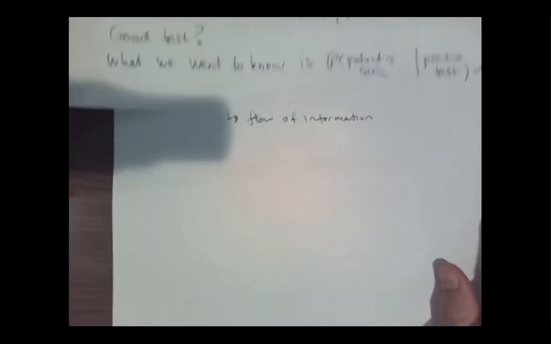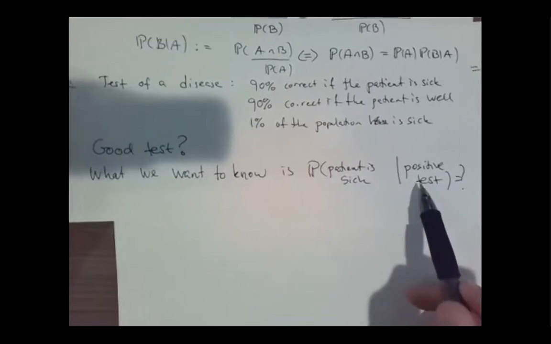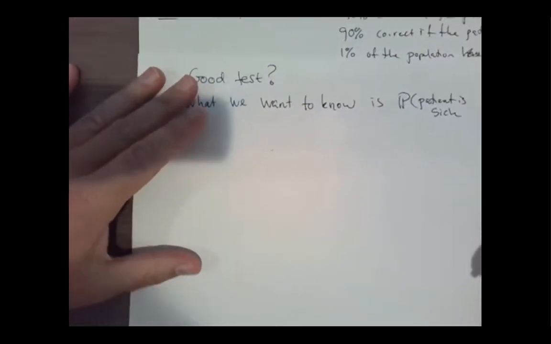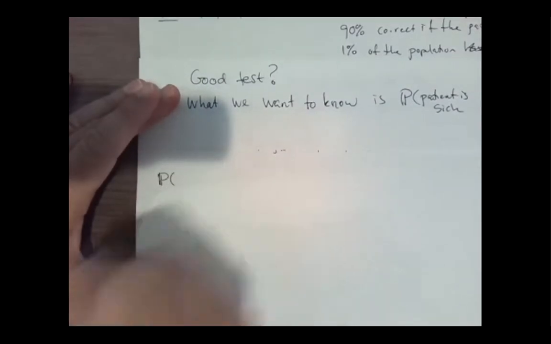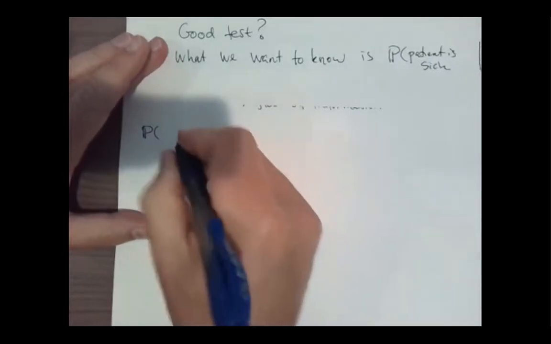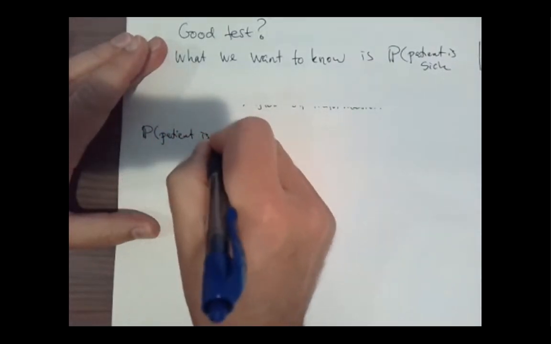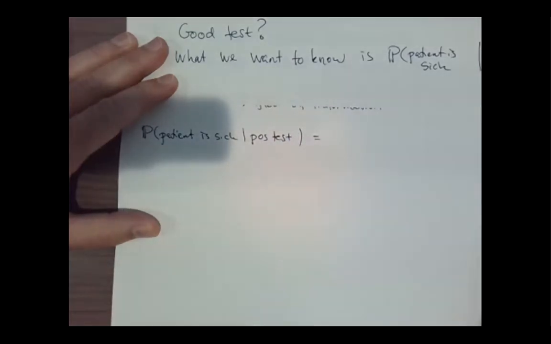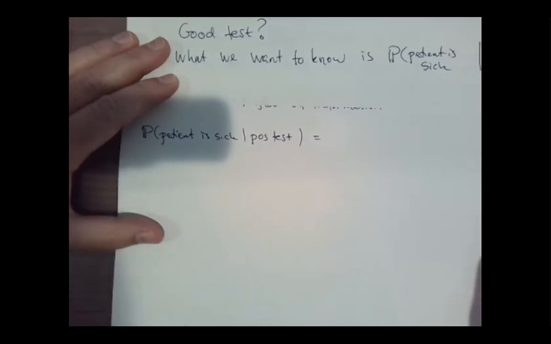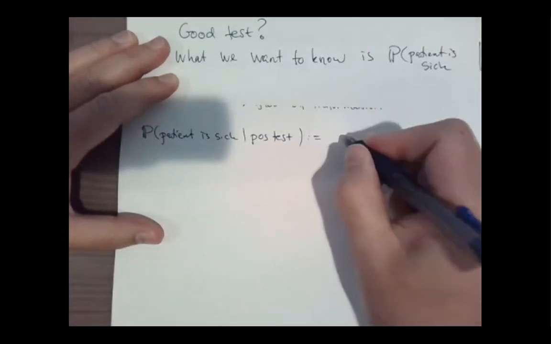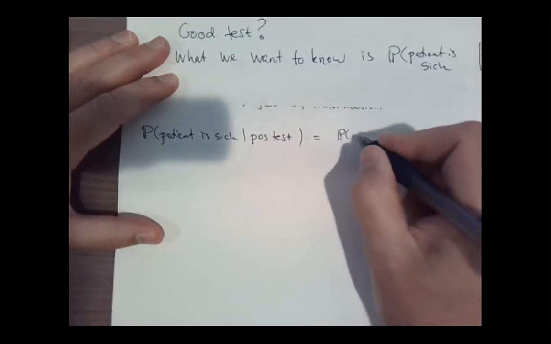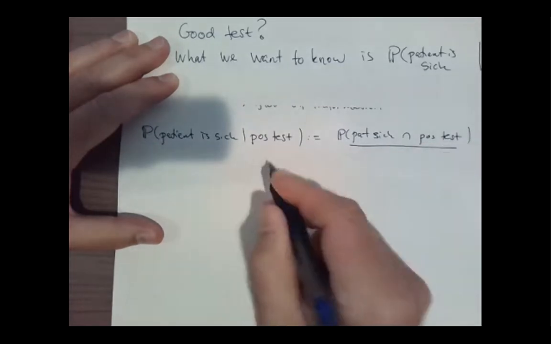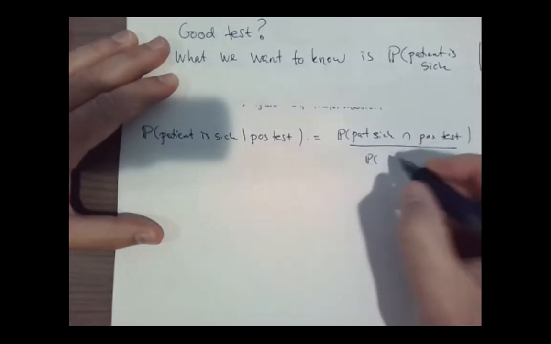We'll use Bayes' rule. You're always given the opposite of what you need; that's the rule of thumb. So to answer this question, we'll use Bayes. The probability that the patient is sick given that the test is positive, by definition, is the probability that the patient is sick and the test is positive. Conditional, so we have to divide by the probability of a positive test.